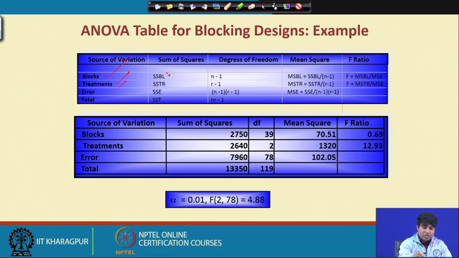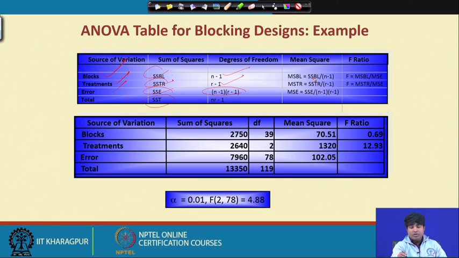Again similarly, sum of squares for blocks, sum of squares for treatments, and sum of squares for errors, and if you combine all these, you get the total sum of squares. Block-wise is nothing but the column variations, and this is the row variations. Typically the degrees of freedom will be n minus 1 and r minus 1, and finally for errors it will be n minus 1 into r minus 1.